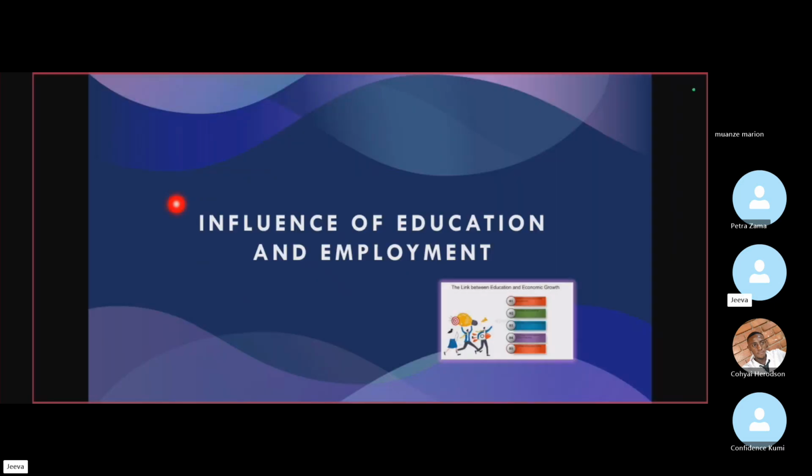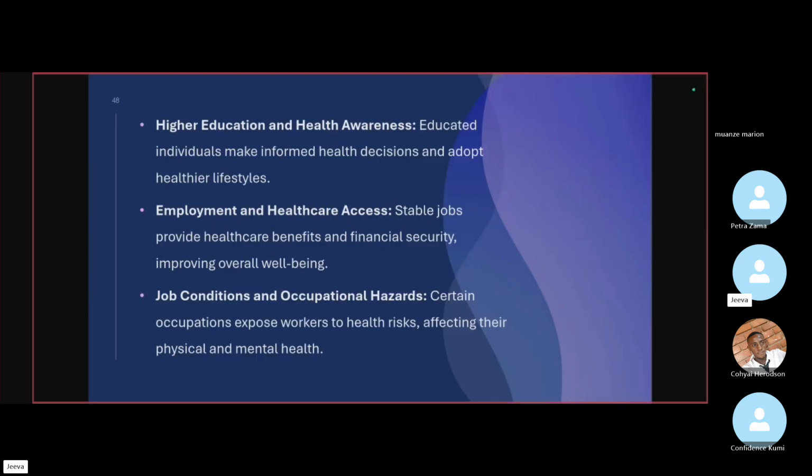Next is how education and employment influence health. This is the second topic we are going to see, how education and employment help to improve health. So higher education and health awareness: educated individuals will make informed health decisions and adopt a healthy lifestyle, isn't it? People who have education know what is required to take health decisions, like whether they have to undergo a treatment or not, and they will adopt a better lifestyle.